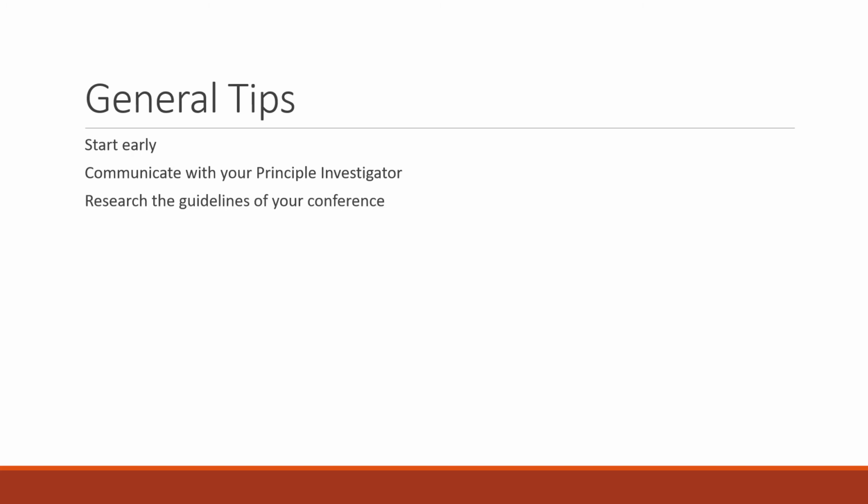Next, make sure you research the guidelines of your conference. If they require an abstract, you need to know that beforehand so that way you can visually lay out your poster in a way that makes sense. Some posters are required to fit in specific dimensions, and some posters are even required to have QR codes. So really do some research and look ahead as to what is required of your poster at your conference.